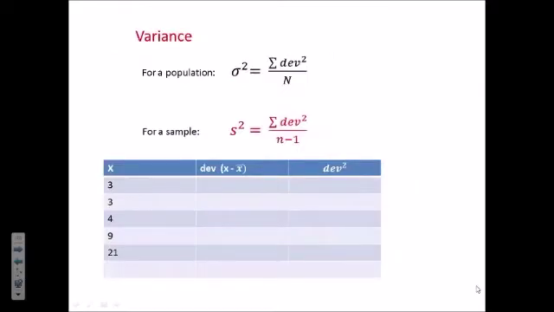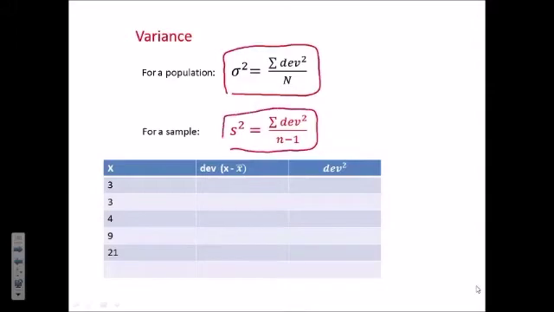A population variance, sigma squared, is given by the formula: the variance of a population is equal to the sum of the squared deviations divided by n. You can think of it as the mean of the squared deviations. For a sample, it's similar, but the formula is s squared, the sample variance, equals the sum of the squared deviations, but in this case, you divide by n minus 1, the sample size minus 1, which is also called degrees of freedom.